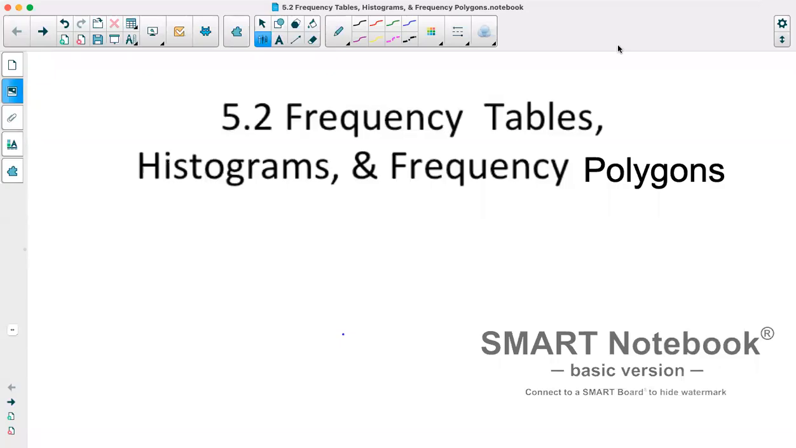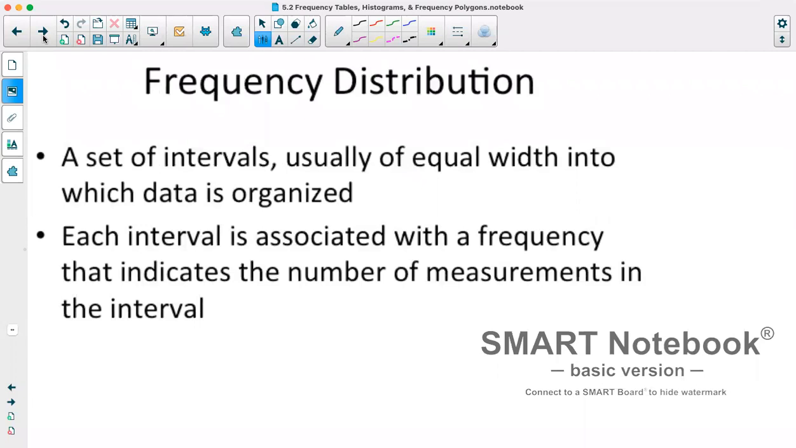Hi, today we're looking at section 5.2, which deals with frequency tables, histograms, and frequency polygons. So we'll look at some definitions and do an example. So we have what are known as frequency distributions.